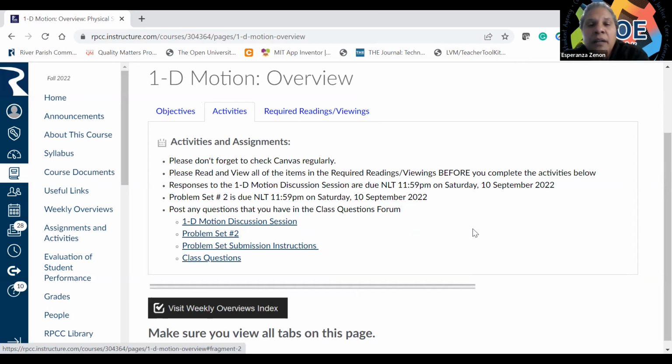So just as a reminder, you do have some assignments that are due this week by Saturday, the 1D motion discussion and problem set number 2. So the 1D motion discussion focuses on the concepts that I'm covering tonight. And you'll do the problem set for that. The problem set for 1D motion won't be due until next Saturday. The problem set number 2 that you see linked here actually deals with measurement and unit conversions that we covered last week.